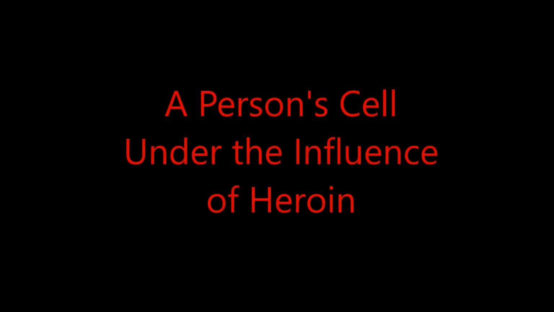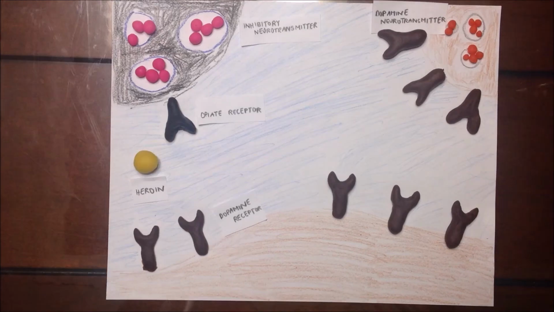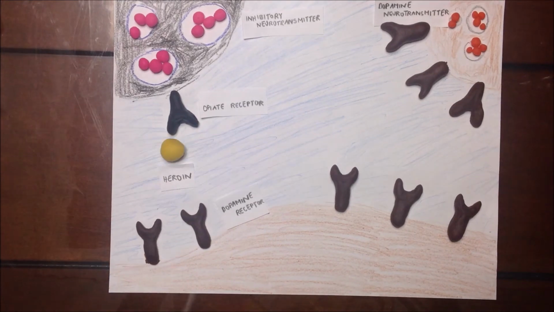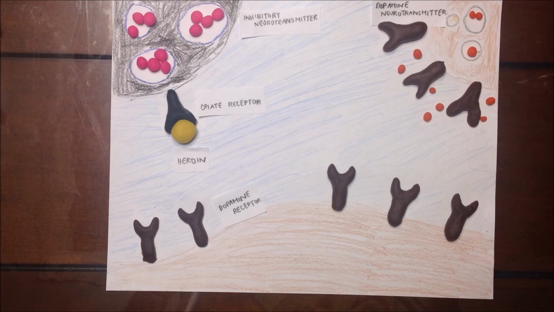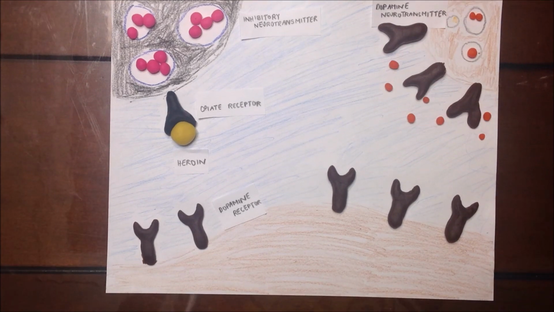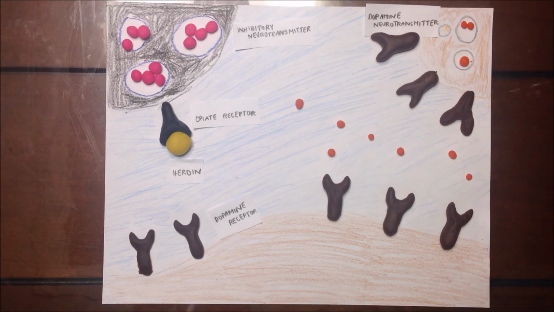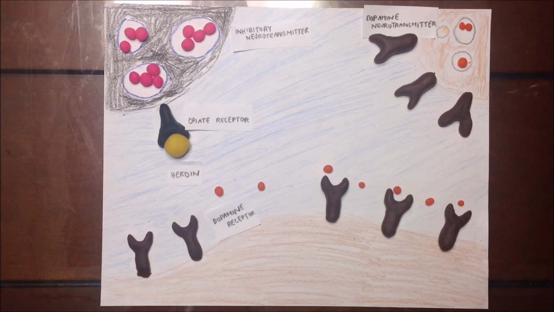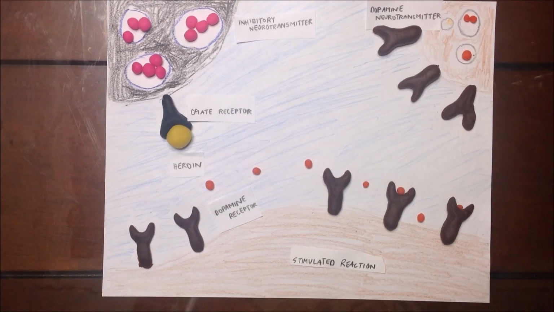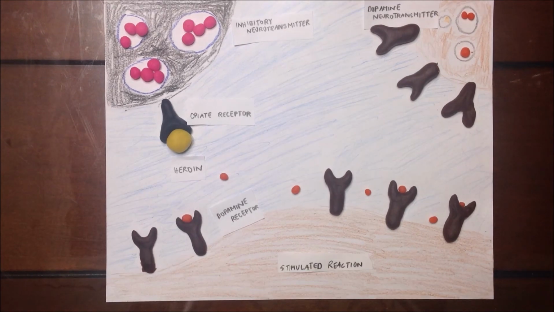And this is a person's cell under the influence of heroin. It simulates the feeling of happiness. Rather than an opiate binding with the opiate receptor, a heroin molecule binds with this opiate receptor. So this blocks the inhibitory neurotransmitters from being released and releases the dopamine neurotransmitters instead. Heroin is used to create a fake feeling of happiness. And again, as when you're feeling happy, when these molecules bind with the dopamine receptors, they create a stimulated reaction of happiness.